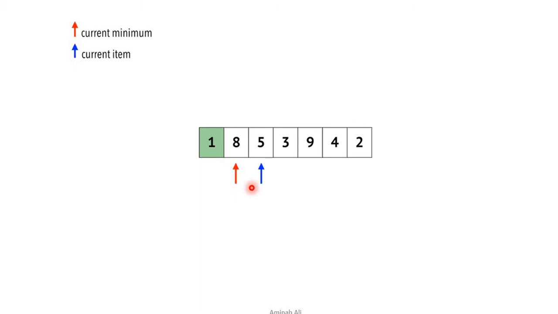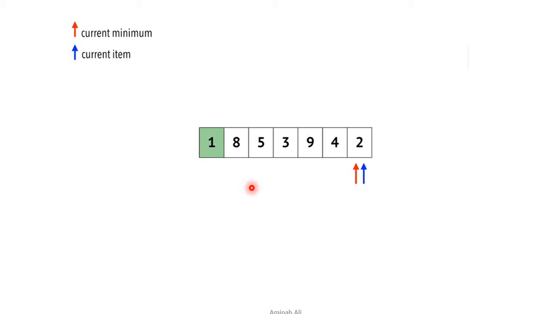That is why it is also the current minimum. When we move further, we see 3 is smaller than 5, so the red arrow will move to 3. Similarly, when we go to 9, it is obviously greater than 3, and 4 is also greater than 3. But when we reach 2, we see that 2 is smaller than 3.